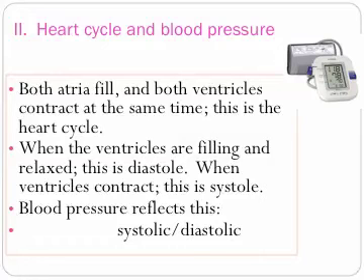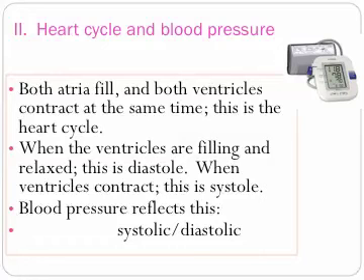Actually, this is important to understand because when the ventricles are filling and they're relaxed, you have a lower amount of pressure going through the aorta and the arteries. This is called diastole. When the ventricles contract, there's more pressure, more pushing out of the blood against the aorta and arteries. This is called systole.